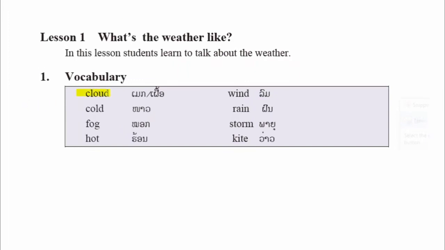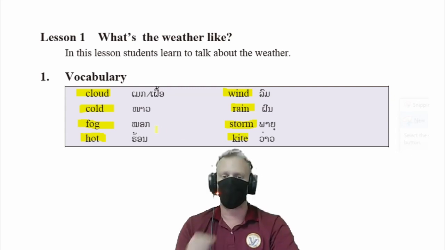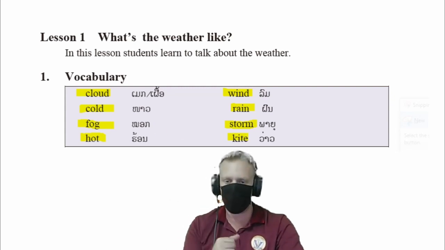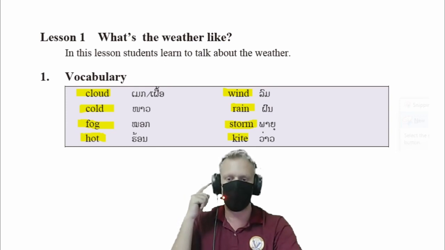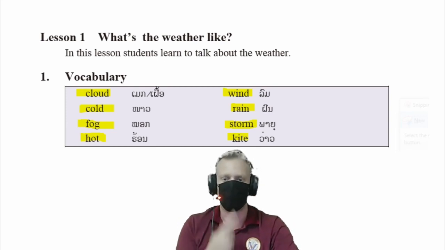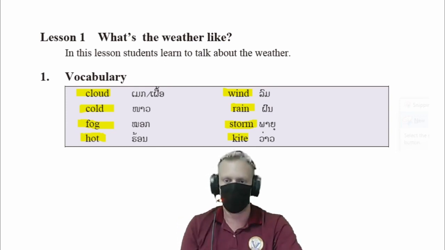First word we have is cloud. Cold, fog, hot, wind, rain, storm, and the last one is kite. Right, so please rewind and rewatch it a few times. Listen to my pronunciation. The way I say it, you are supposed to speak it the same way.